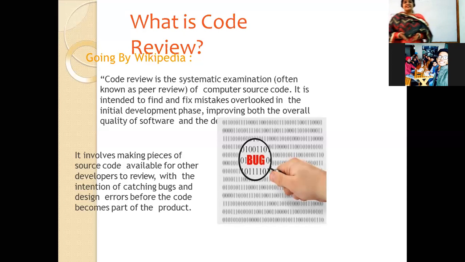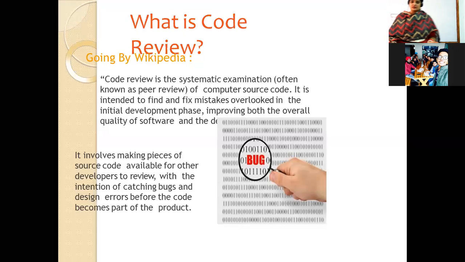It is intended to find and fix mistakes overlooked in the initial development phase, improving both the overall quality of the software and the development team. It involves making pieces of the source code available for other developers to review, with the intention of catching bugs and design errors before the code becomes part of the product.